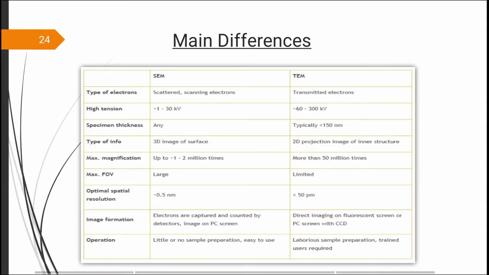And in a TEM microscope, the sample is located in the middle of the column. The transmitted electrons pass through it and through a series of lenses below the sample. An image is directly shown on a fluorescent screen or via a charged coupled device camera onto a PC screen.